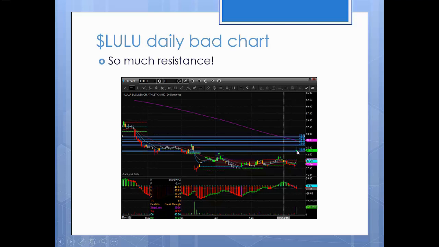All right, so even though we had a pretty good gap here, and we had a lot of volume, it was okay for a trade, but this wasn't a stock that had a daily chart set up to do a really massive move. So there was too much resistance blocking the way.